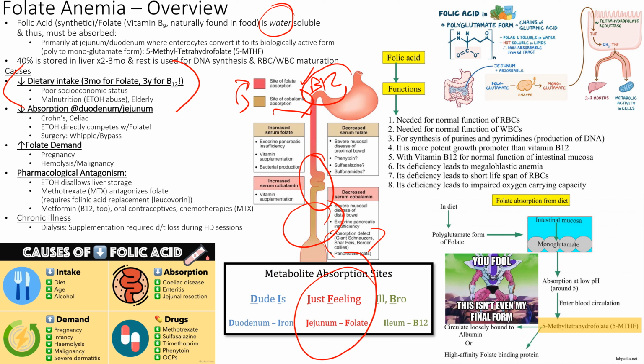There can be decreased absorption. We can have a jejunum problem, we can have a Shar-Pei problem, right? We have Crohn's, we have celiac, ETOH competes with folate. So that could be a problem. If we bypass the jejunum, like in a Whipple procedure or those Roux-en-Y procedures, going directly to the ileum, that could be an issue, so those guys need supplements, right?